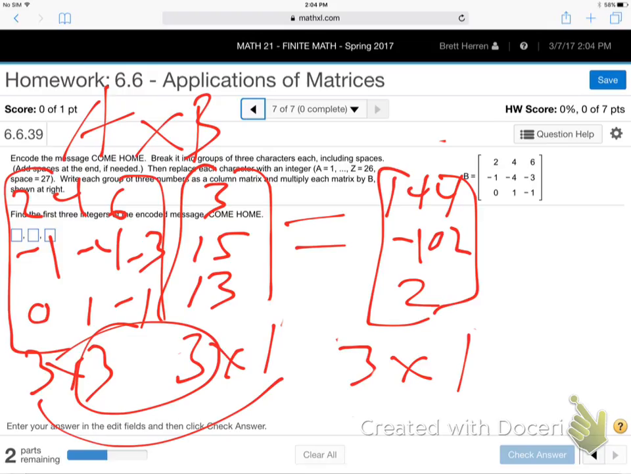Anybody else getting those numbers? Yeah? Okay. So we have just encoded the first 3 letters of COM, as in come home. This is the code for COM. The only way they're going to decode that is if they have our B matrix. Then they can get the inverse and hit inverse on this, and it'll turn it back to the way it was. That's one form of encryption using matrices. Makes sense? So they want you to do that for all 9 letters.